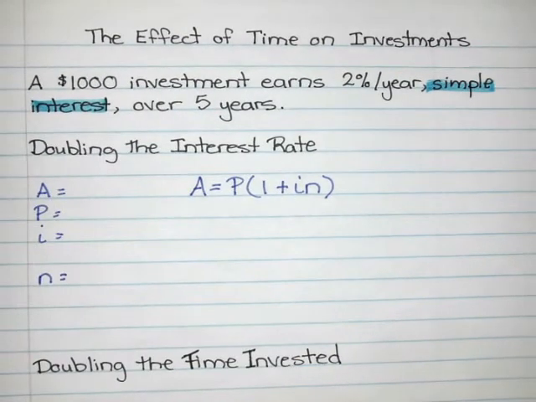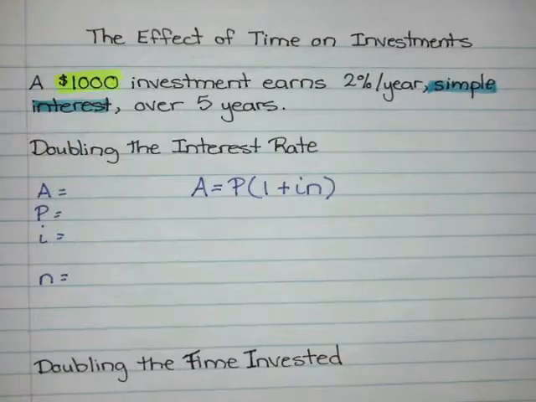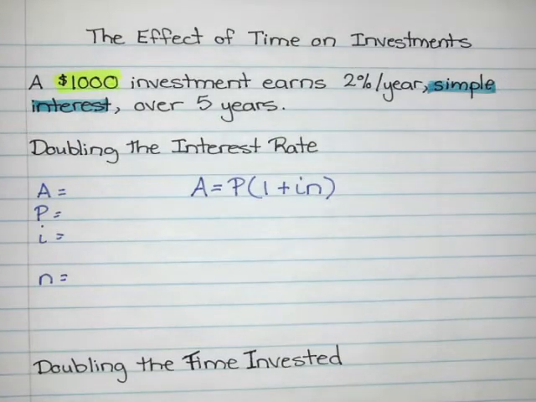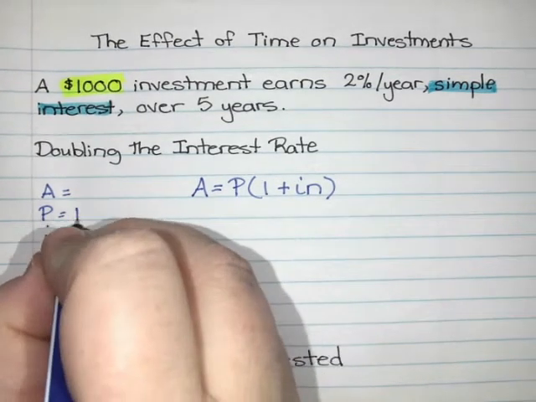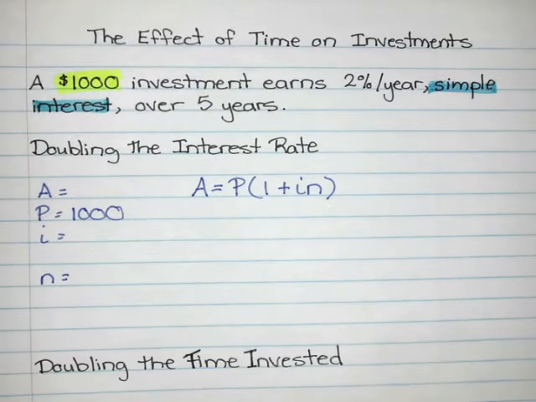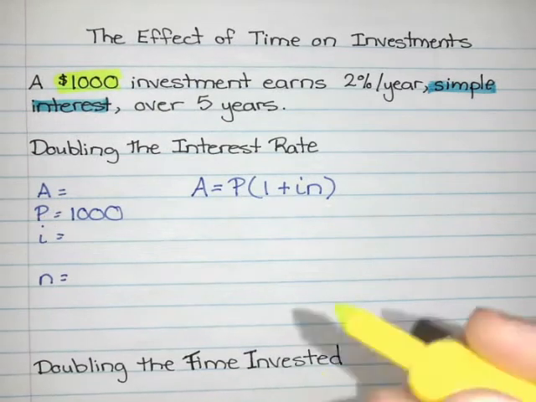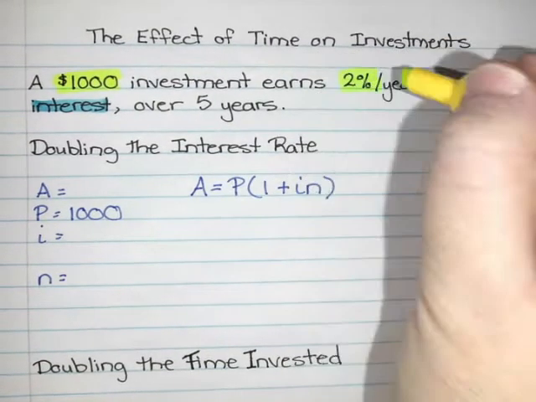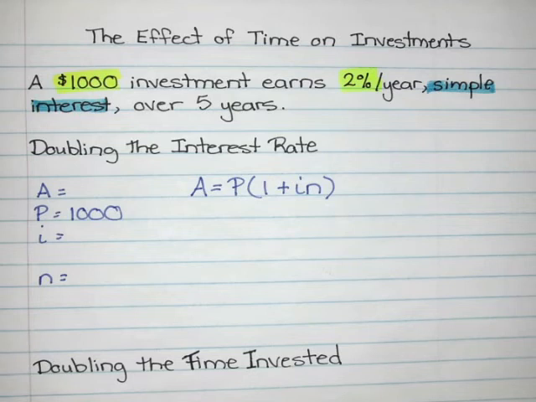Okay, so we're going to read through the question and see if we can identify where each of the numbers in the question fits into the formula. So it says a $1,000 investment. So $1,000 is the starting investment. It is the principal, which means it is the letter P. So a $1,000 investment earns 2% per year. So the 2% is the interest rate.